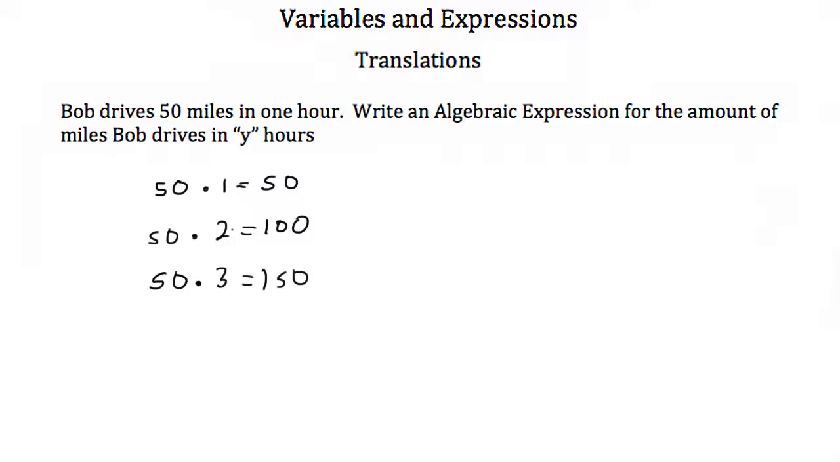But what if we didn't know the amount of hours that Bob drives? We just know that every hour he drives, he goes 50 miles. Well, we could say that Bob's driving 50y miles, or 50 times y miles. That means y can be 1, y can be 2, y can be 3. We don't know what y is. Y could be 100. But our algebraic expression means we don't know how many hours Bob drives. We just know he drives y hours, and his miles are going to be 50 times y.